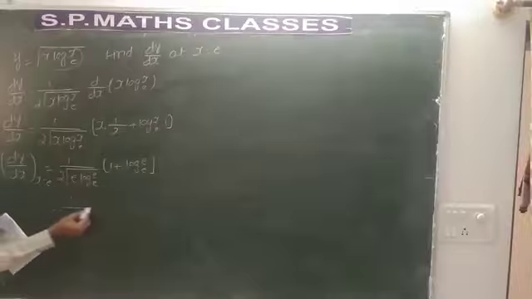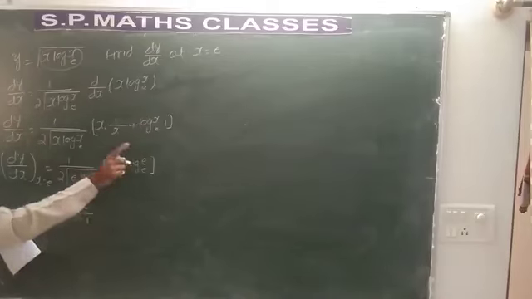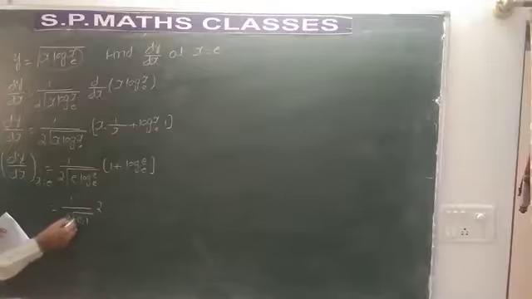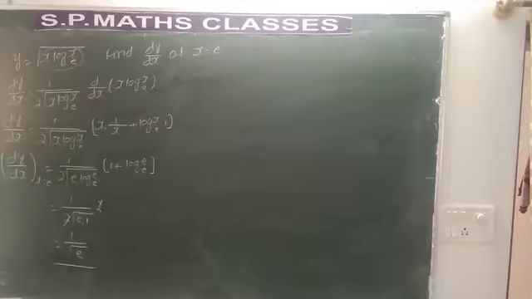What happens now? 1 by 2 root e, log e to base e is 1. 1 plus 1 is 2. The 2 gets cancelled. The answer is 1 by root e. Hope you have understood how to find the derivative. Y is equal to root of x log x, it is given, and you are asked to find dy by dx at x is equal to e.